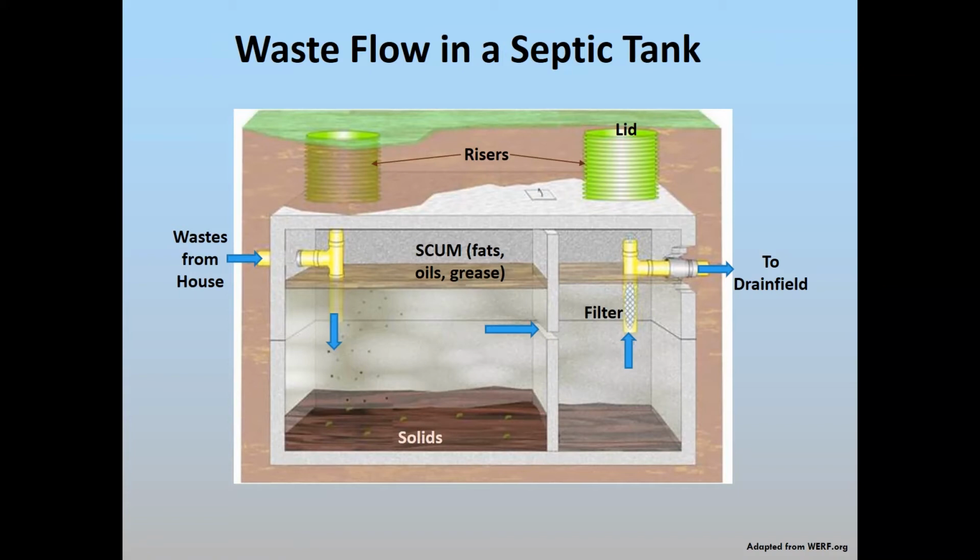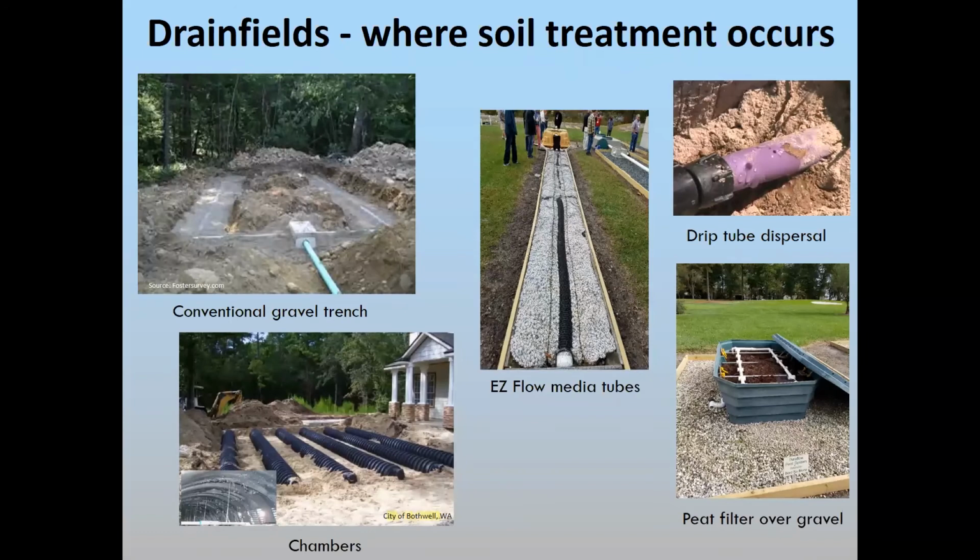So again, a very simple system designed to trap solids and to add storage volume, typically 2 to 3 days of water use. Then you have different types of drain fields. Again, this is where the bulk of the treatment happens. It could be a conventional trench. It could be a newer system that's using these chambers. There's drip dispersal if you have an advanced treatment system, which is enhancing the purification of the water and the clarity of the water.